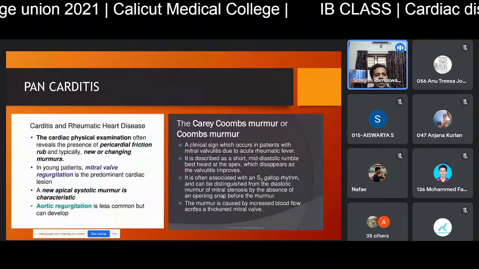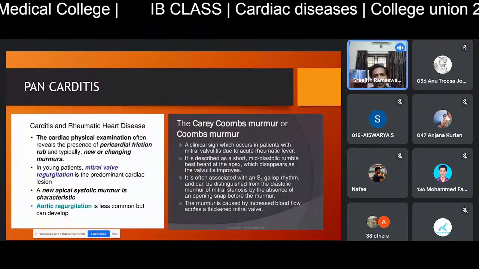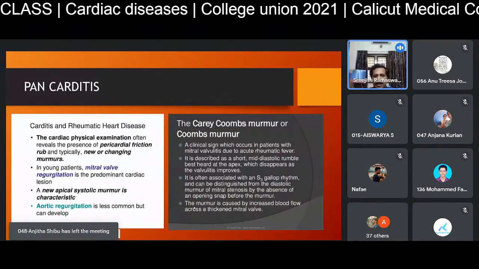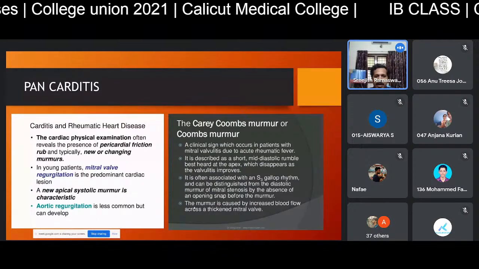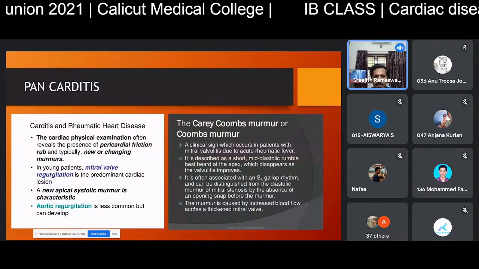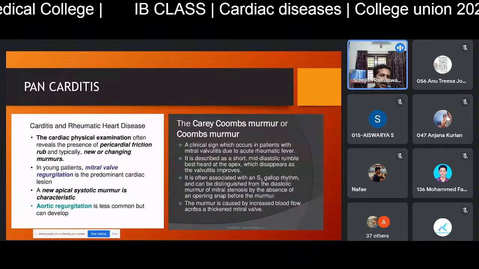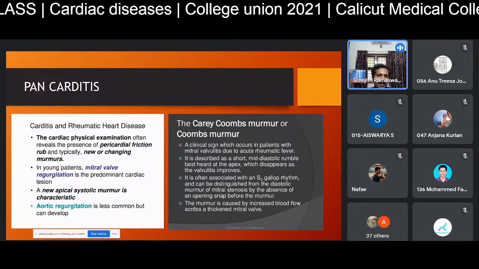Now in carditis, what you get is something called pancarditis. Rheumatic fever involves all layers of the heart. That is, the pericardium is affected, which produces a pericardial friction rub. Endocarditis produces new changing murmurs, valvular regurgitant lesions, etc. And myocardial inflammation also. So it is pericarditis, myocarditis, and endocarditis. All these things happen in rheumatic fever. That is called pancarditis.